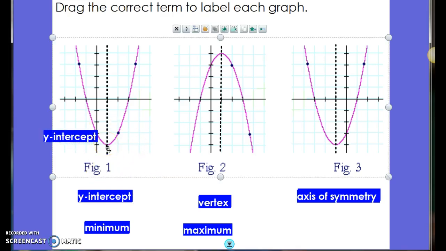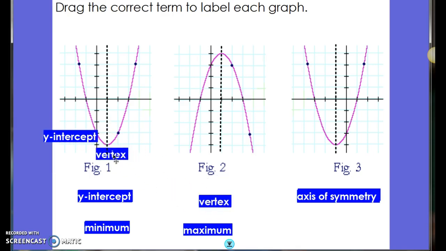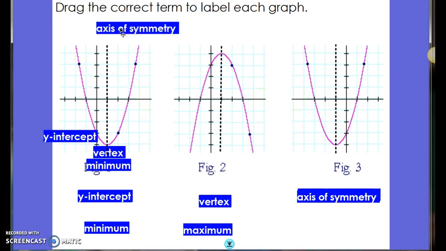This point right here is considered my vertex. It's my lowest point because my parabola opens up. Since it's my lowest point, that means it is also my minimum value. And finally, we're going to label our axis of symmetry. Our axis of symmetry is the vertical line that cuts our parabola in half. So this dotted line right here is our axis of symmetry.